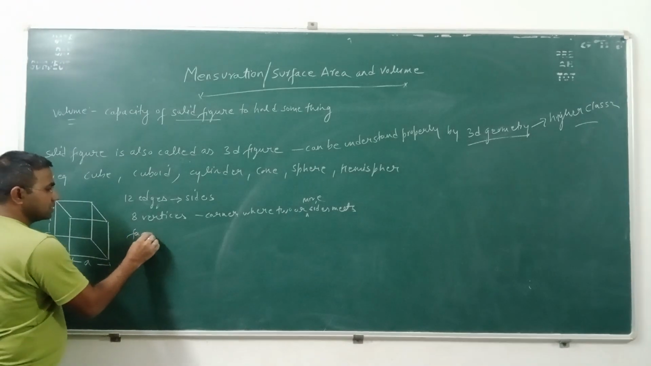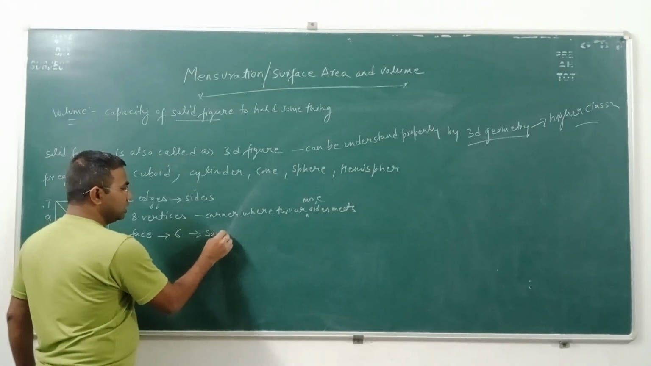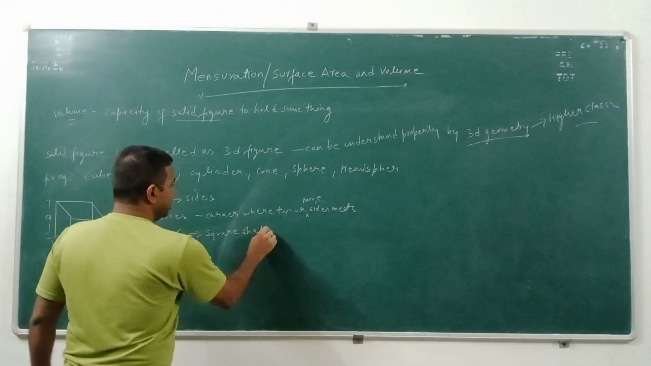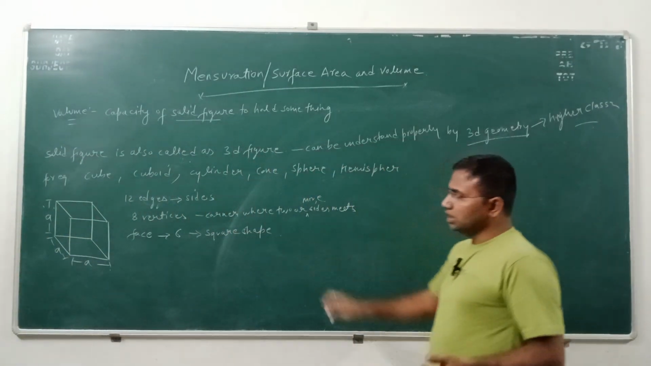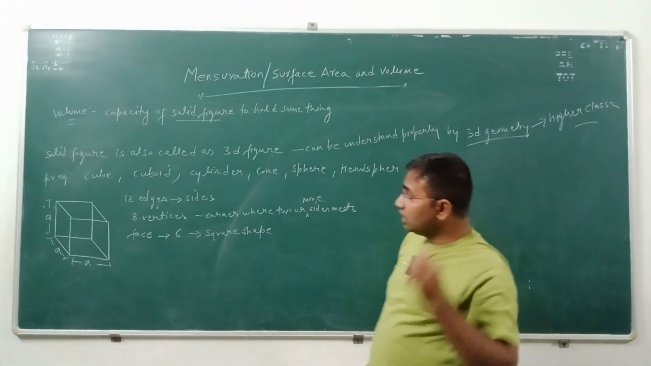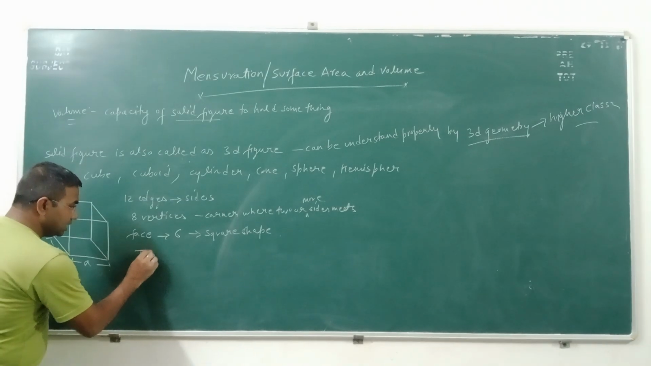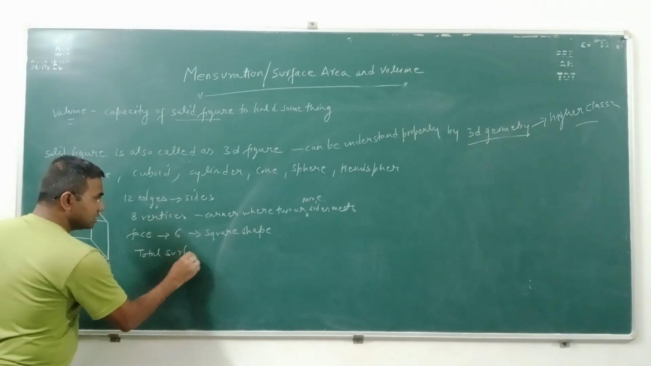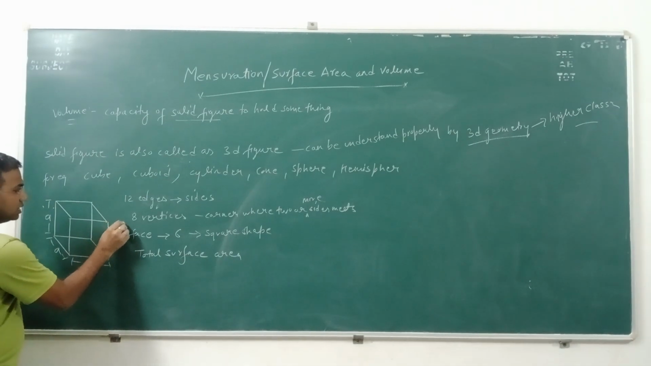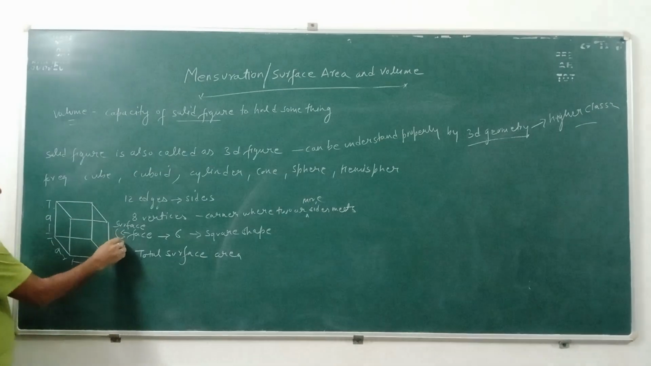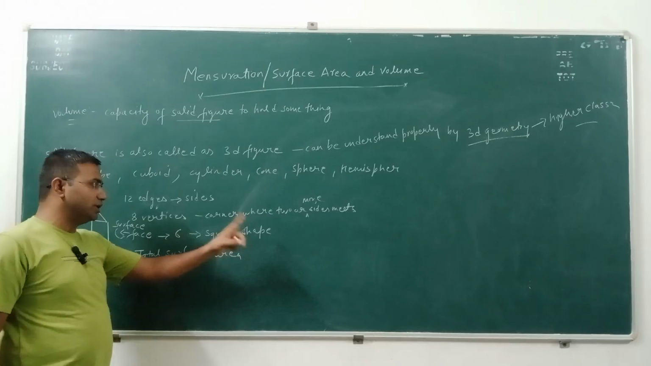Now we talk about faces. There are 6 faces, and the shape of each face is a square. Now here we will learn first total surface area. A face is also called a surface. So there will be 6 surfaces, and each surface will be of square shape.